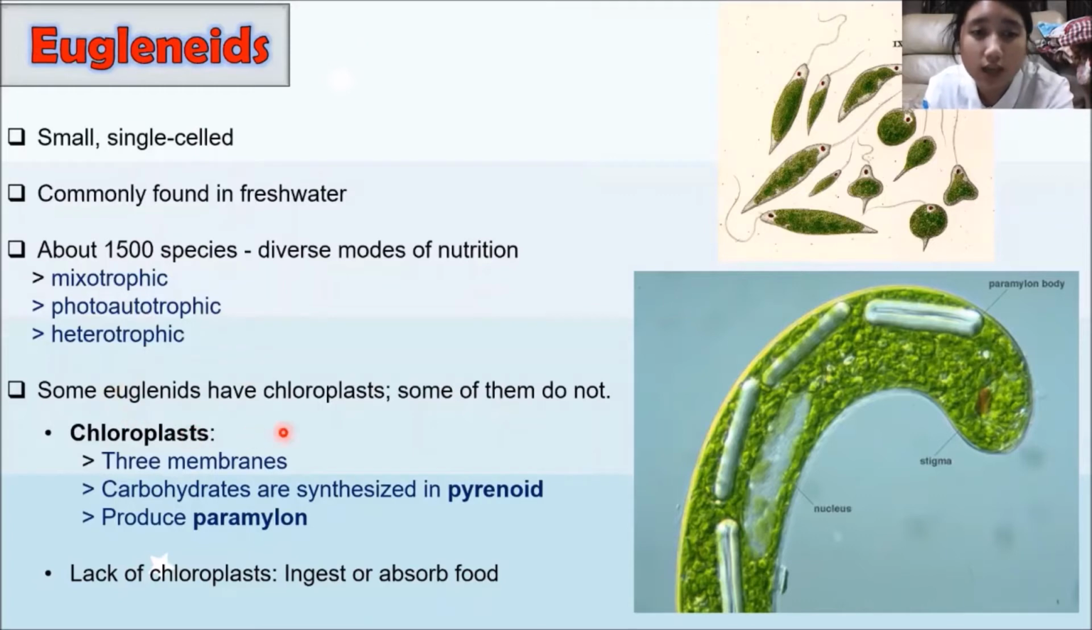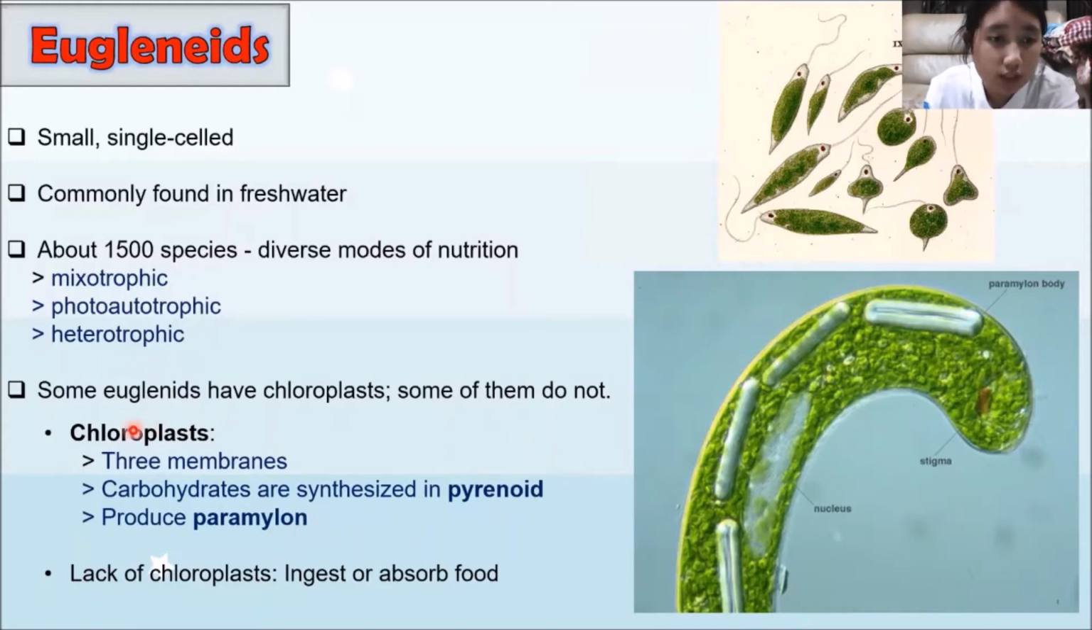Some Euglenids have chloroplasts and some of them do not. For those Euglenids with chloroplasts, their chloroplasts will be surrounded by 3 membranes, and the carbohydrates are synthesized in pyrenoid. Pyrenoid is a region in their chloroplast, and pyrenoid will produce paramylon. Paramylon is an unusual type of carbohydrate produced by Euglenids.